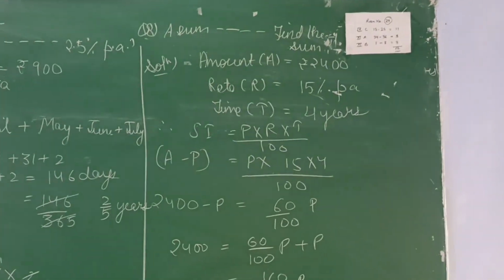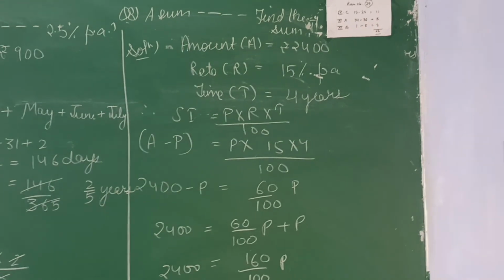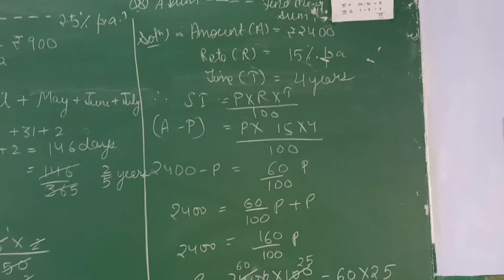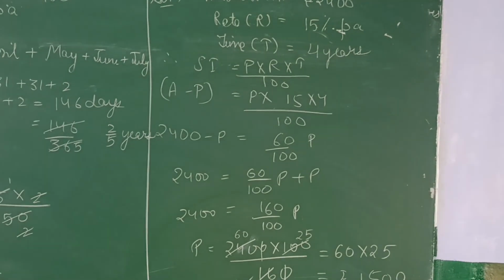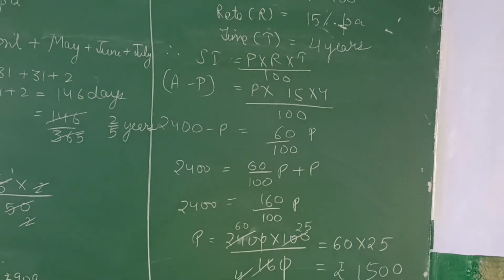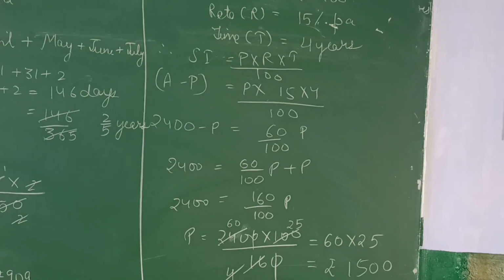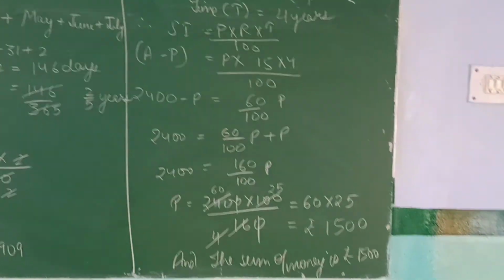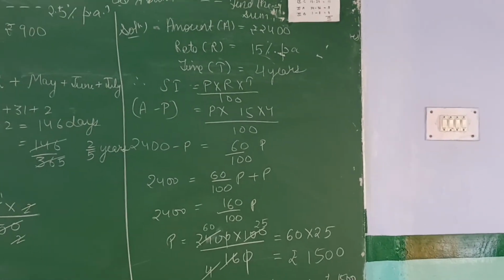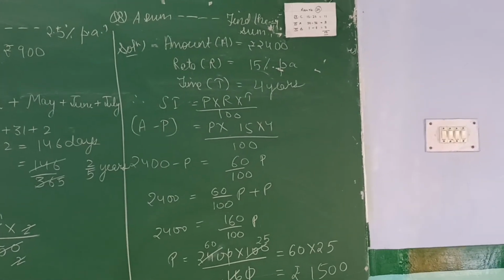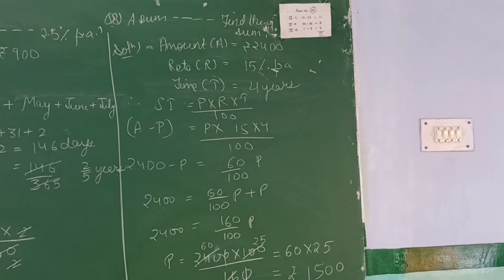They have given you amount, they have not given the principal. You have to find out the principal, rate and time they have given. SI equal to P into R into T upon 100. In place of SI you will put A minus P. You have to substitute the known values, and after that you will simplify, you will solve the linear equation, you will get the value of P. This is question number 8 that you have to do in your fair copy.